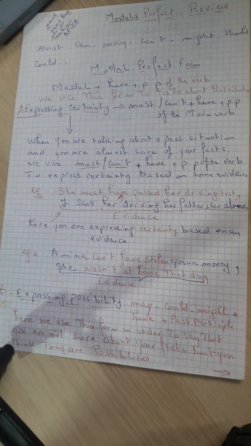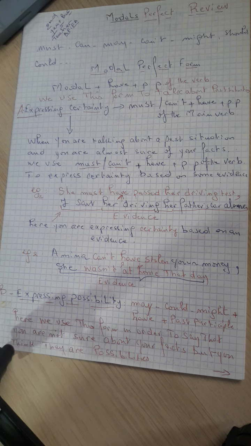So when you say must, it means that you are sure of the fact you are talking about. Here, must plus have plus past participle means a past situation. And also, if I say you are sure of something, it means that you have evidence. This is the sum up of certainty used with the modal perfect. You have two examples here with must and can't.